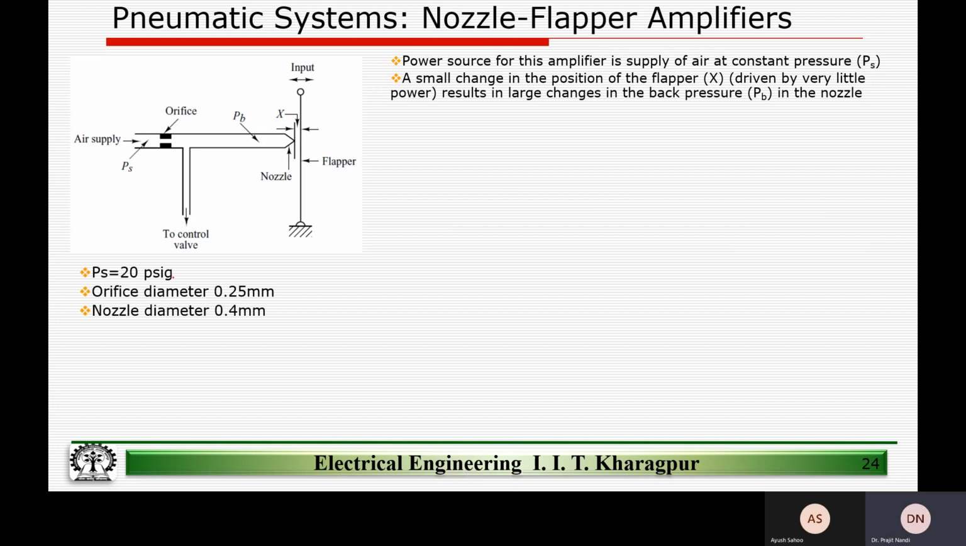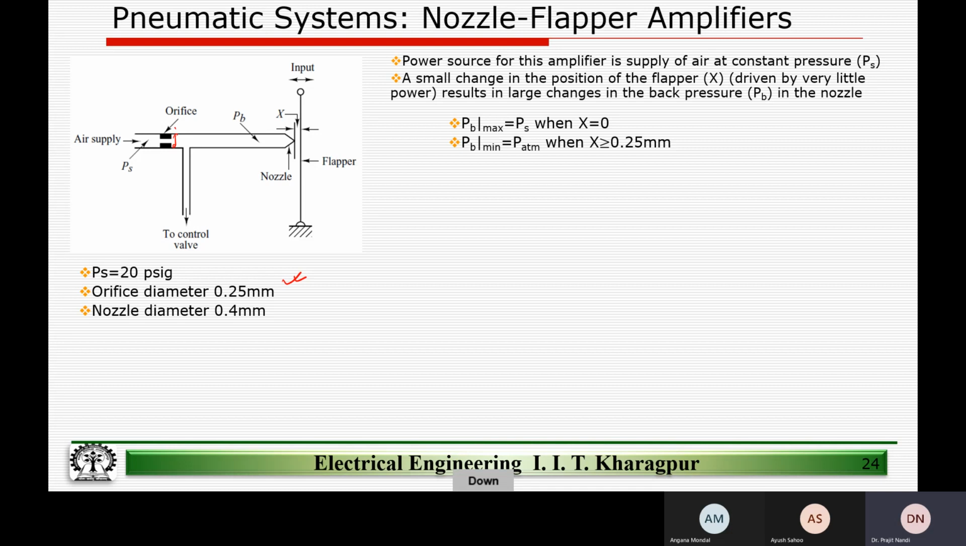So here we are going to talk of pressure in terms of the gauge pressure. When we talk of gauge pressure, it is relative to the atmospheric pressure. We assume the atmospheric pressure to be zero psig. So please understand the difference between psi and psig. You can do a quick Google search to figure out what is psi and what is psig. And here are the dimensions. We have an orifice diameter of 0.25 millimeter, and then there is a nozzle of diameter 0.4 millimeter, right?